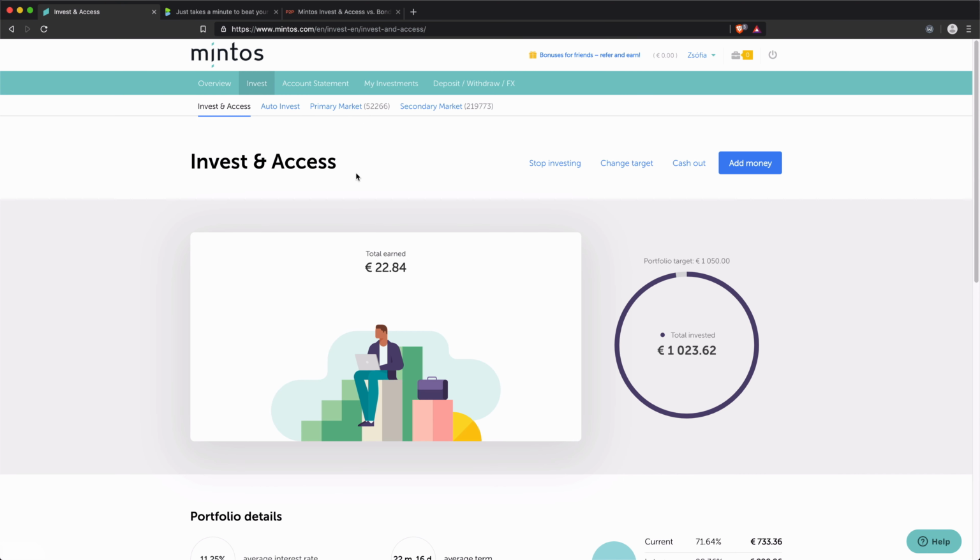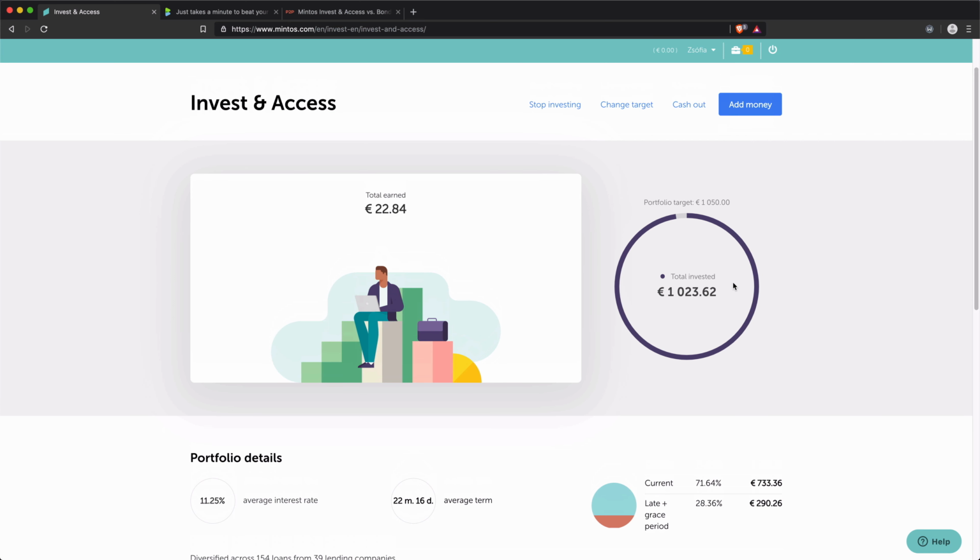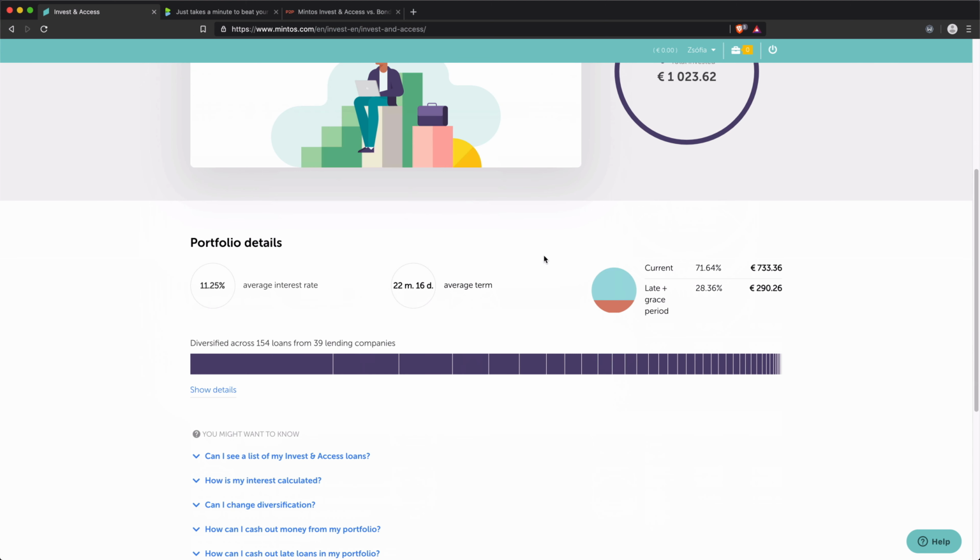All right, so here's our Invest and Access account after exactly 3 months. In case you're wondering, this is actually my wife's account, since I have a separate account under my name where I invest everything via the auto invest. And that's my main Mintos account. So as you can see, after 3 months, we made a total of 23 euro and 62 cents so far in interest on Mintos Invest and Access.